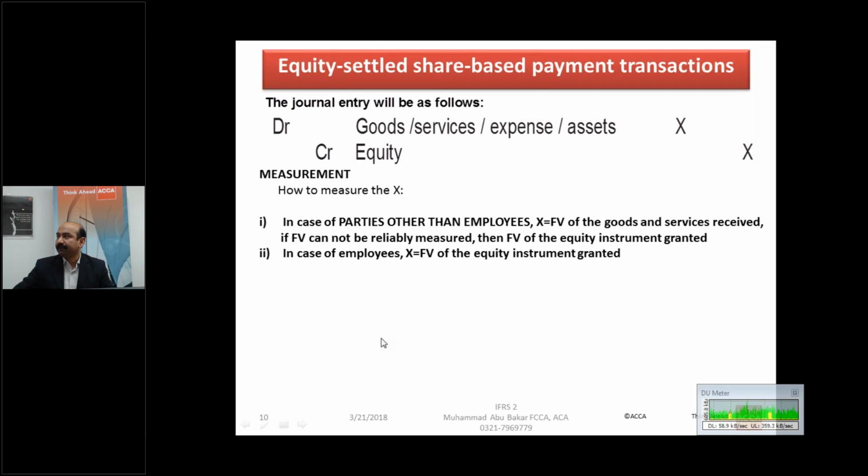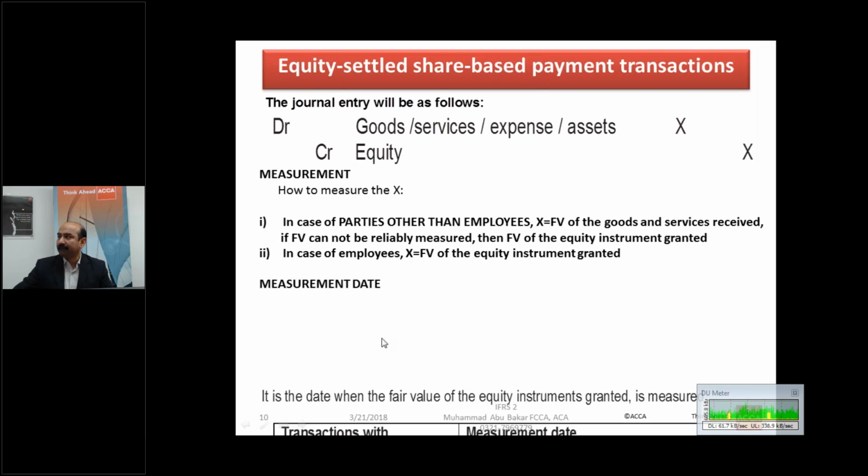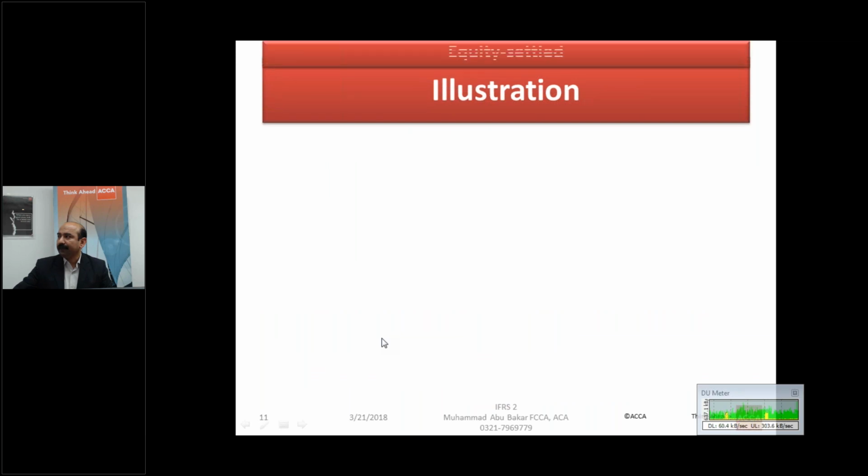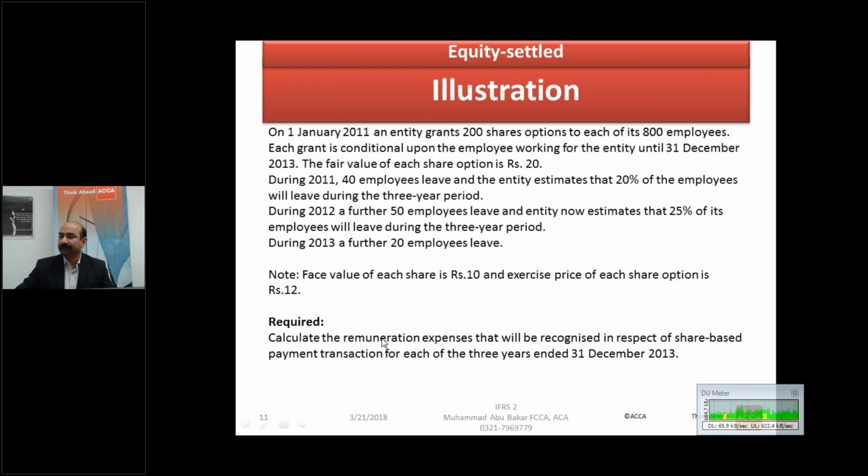Let's have a look at it with the help of an illustration. This illustration is in front of you.